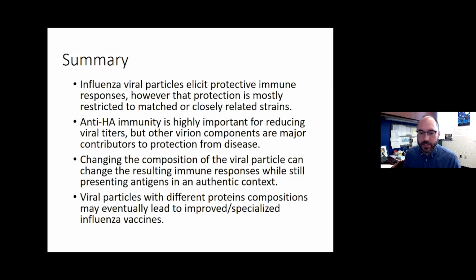And we've developed and are continuing to develop genetic approaches to change the structural and biophysical characteristics of that virus particle, such that when we vaccinate with them, again, still in the context of an authentic virus with all the other proteins there, we can change the immune responses, which then have implications for the degree of the protection that's elicited. And the final point is that as we continue to make these virus particles with different compositions, we may need to think about influenza vaccines not only in terms of being better, but also potentially vaccines for different applications, specialized classes of influenza vaccines. And I will leave it at that.